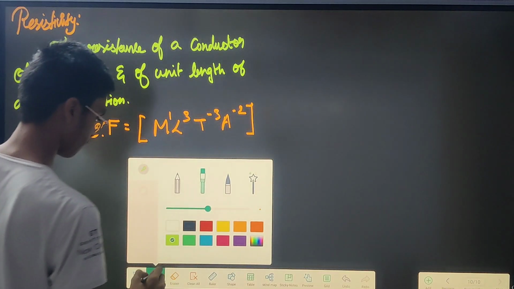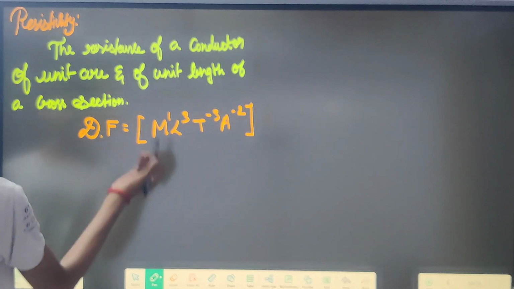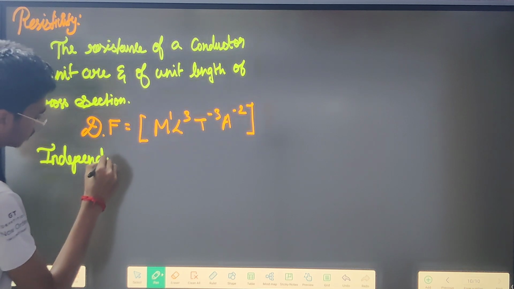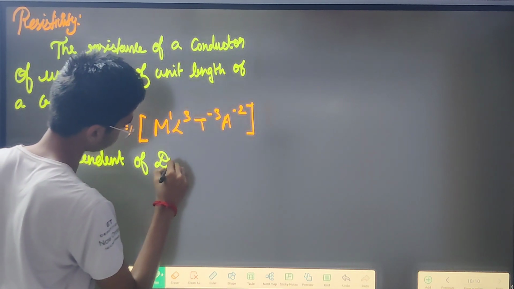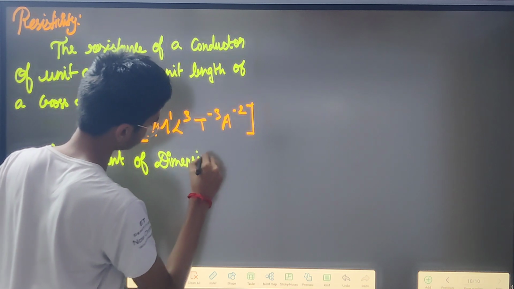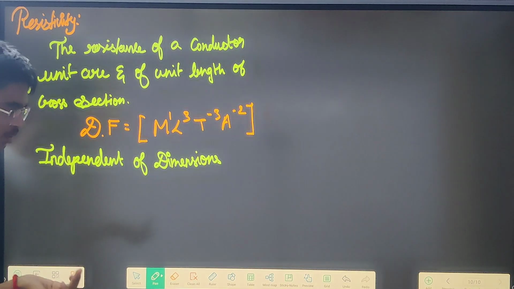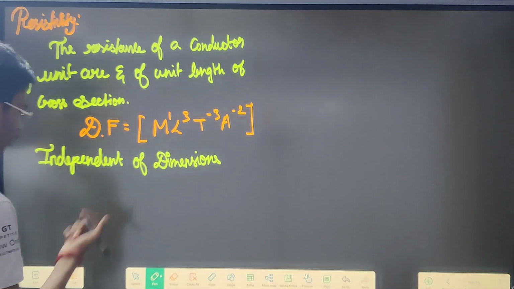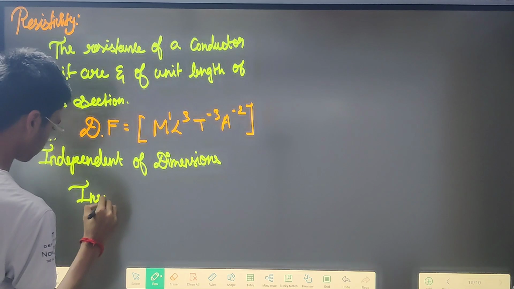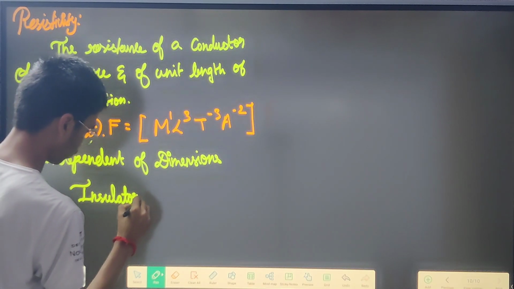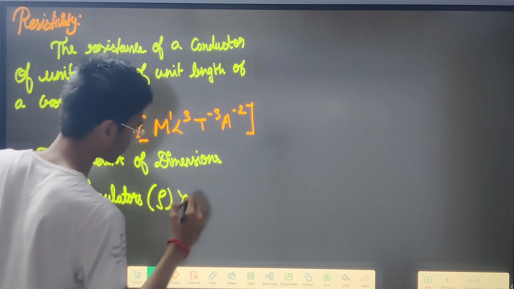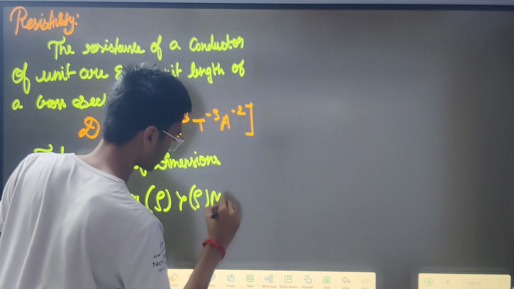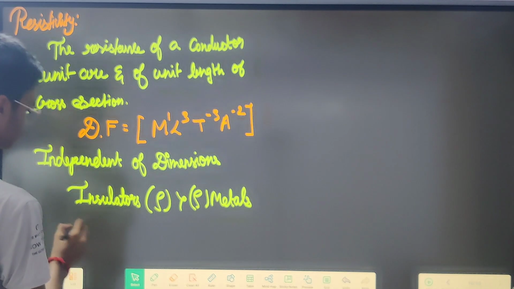Next is resistivity. It is actually independent of dimensions. See, it is greater for insulators and less for metals. So for insulators, their resistivity value will always be greater than for metals. Okay, resistivity value of metals.